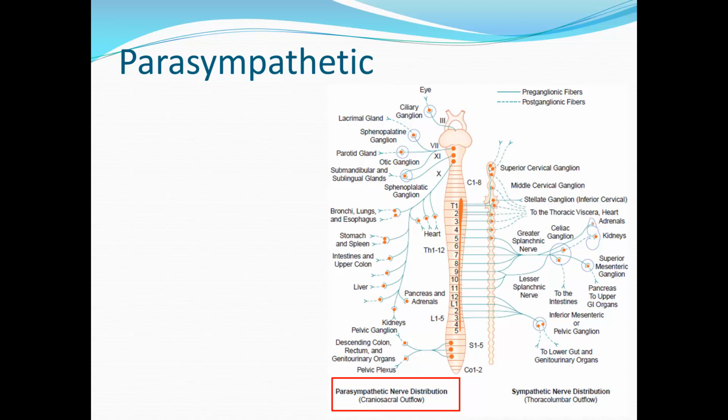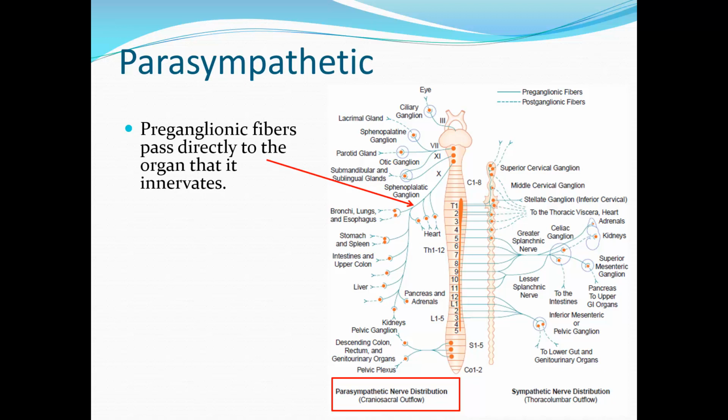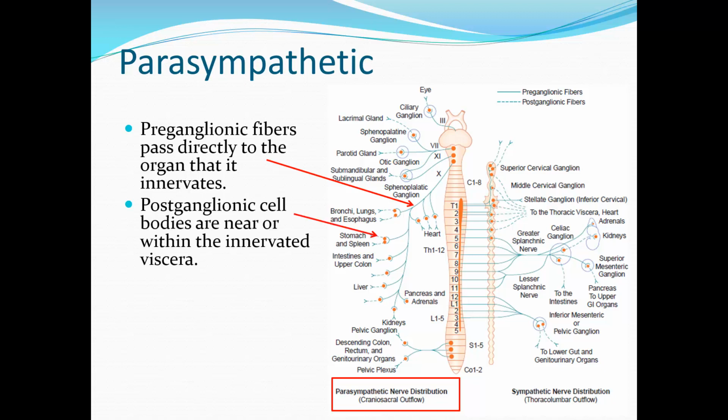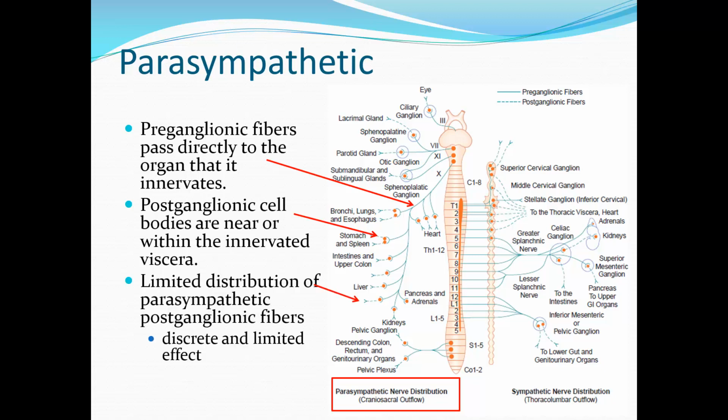So in this graph, the left side talks about the parasympathetic, and the right side is the sympathetic division. You have the preganglionic fibers that pass directly to the organ that they innervate. So you have just the presynaptic fibers going directly to the ganglia that's on or very near the organ they want to innervate. The postganglionic cell bodies are just near the innervated viscera. So this results in a limited distribution of the parasympathetic postganglionic fibers, so they have discrete and limited effect. And this is different from sympathetics.